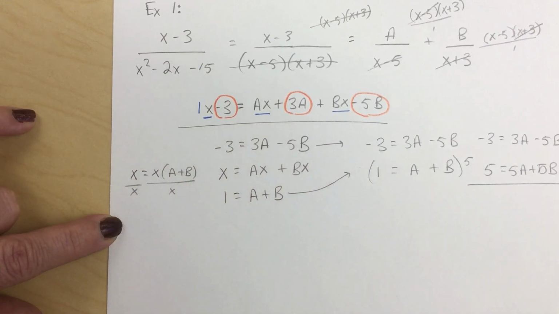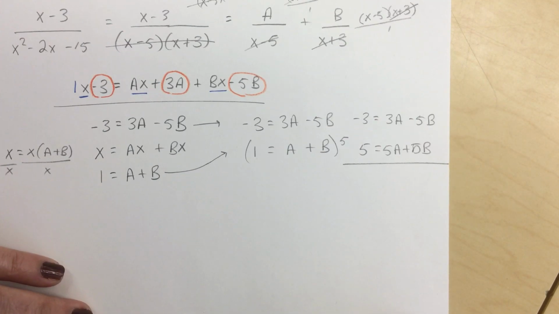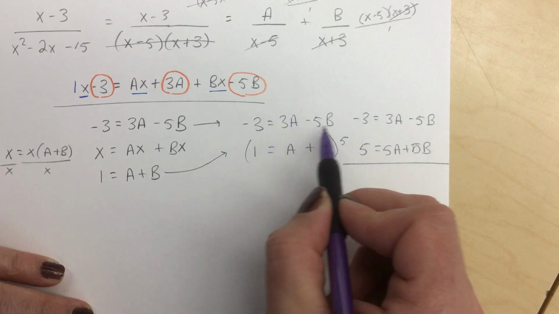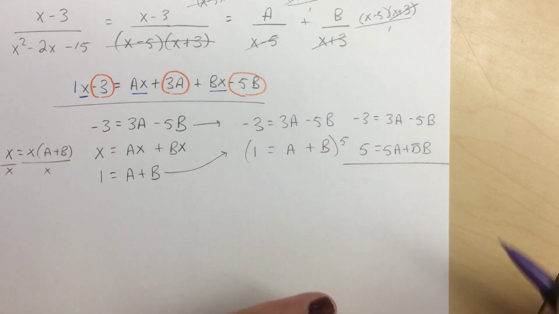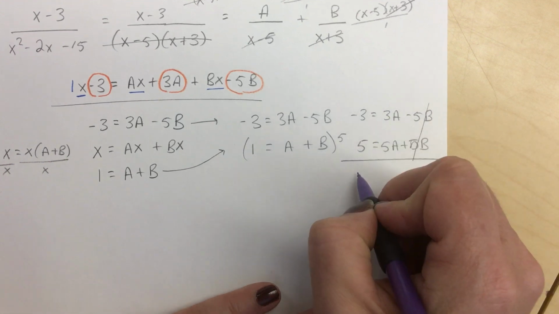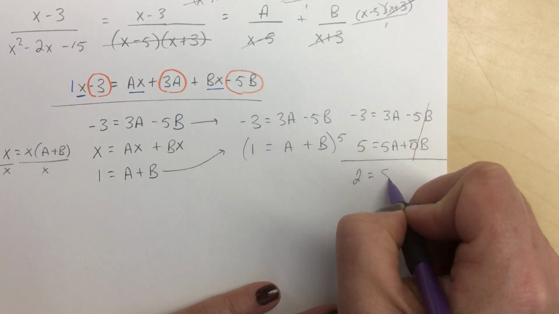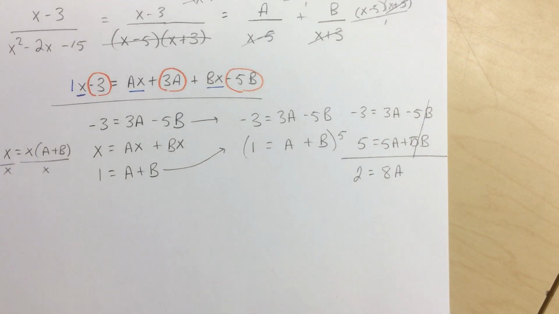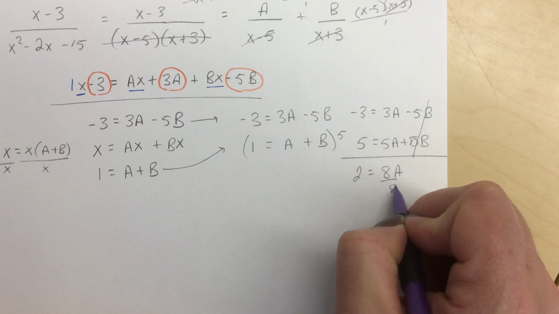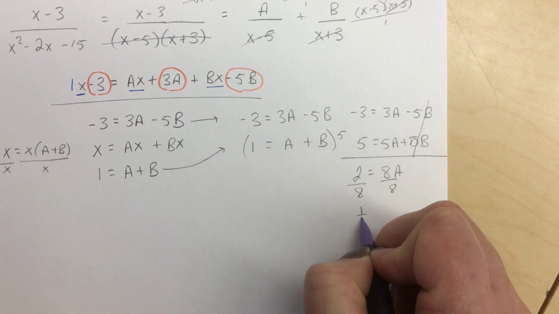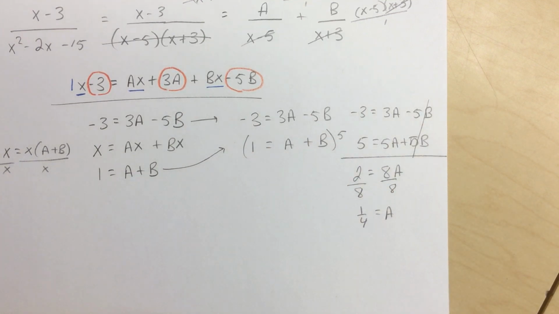So, you multiplied both equations by 5? No, I multiplied the bottom equation by 5 because I have a -5b there, and I want to get my b's to cancel. Now my b's will cancel, and I get 2 equals 8a. -3 plus 5 is 2, and 3a plus 5a is 8a. So if I divide both sides by 8, then 1/4 equals a.